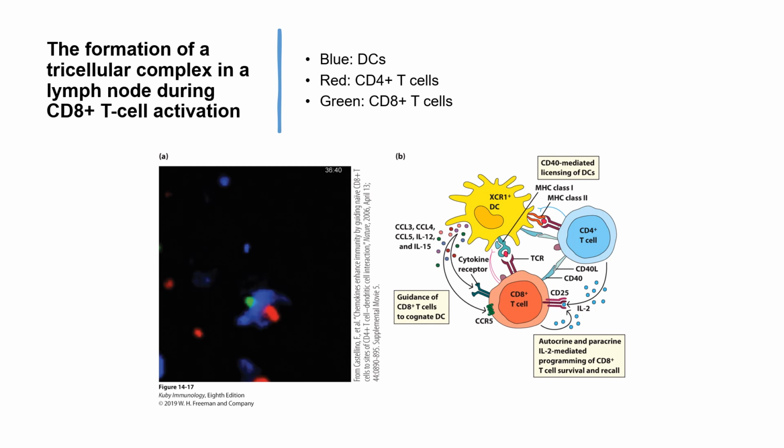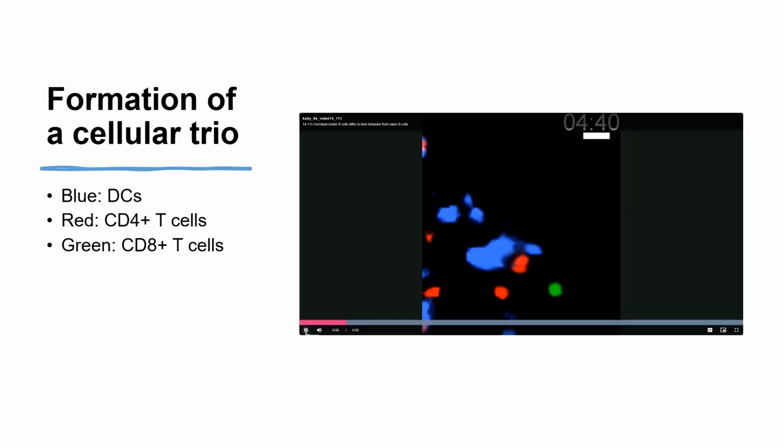So we know that these trios and these clusters form somewhere around, the one that you're looking at here was about 20 hours after T cells were exposed to antigen, so a little bit less than a day. And this video just confirms, using the same coloration that we were just looking at, blue is dendritic cell, red is the CD4 positive cell, green is the CD8 positive cell. So once I play this one, you'll be able to see these three cells all together as a trio.